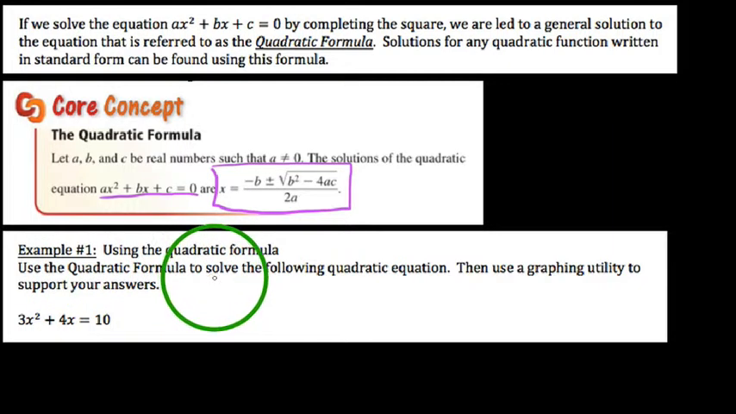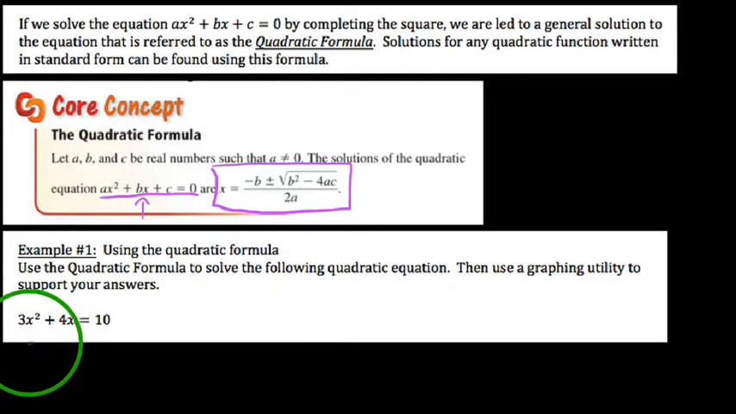So I want to do this. I want to use the quadratic formula to solve the following quadratic equation, then use a graphing utility to support our answers. Okay, so recall the quadratic formula: x equals negative b plus or minus the square root of b squared minus 4ac all over 2a. It takes a minute or two to memorize it, but then you get it down. It only works though if the equation's in standard form and set equal to 0.